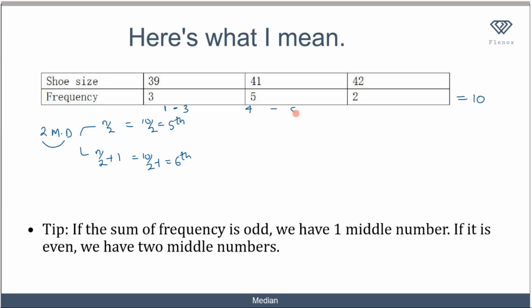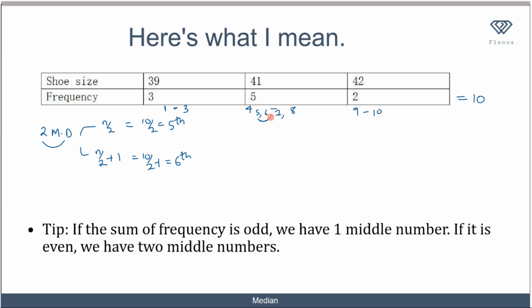To the 8th number, because 4 to the 8th number will include the 4th, the 5th, the 6th, the 7th, and the 8th number. That represents 1, 2, 3, 4, 5, which is what I have here, 5. And this represents the 9th and the 10th number. So I can see that the 5th and the 6th number fall within this table over here.